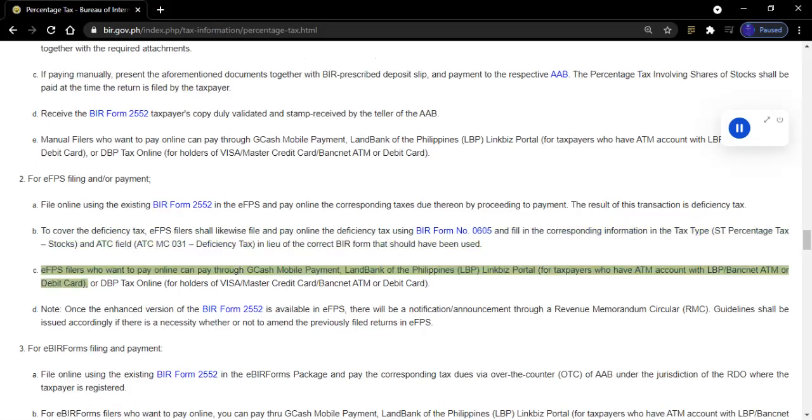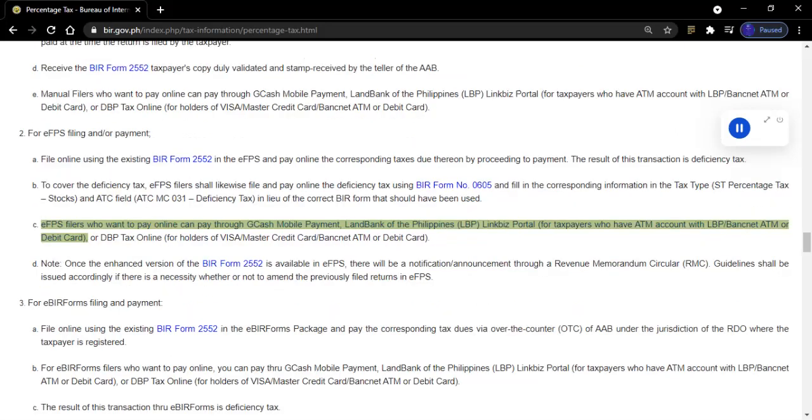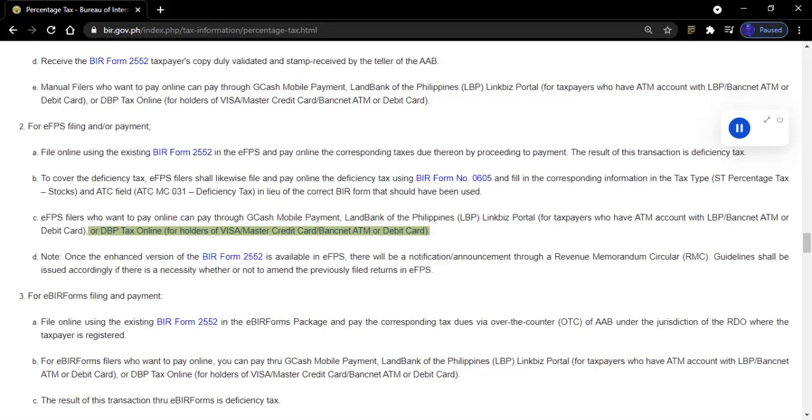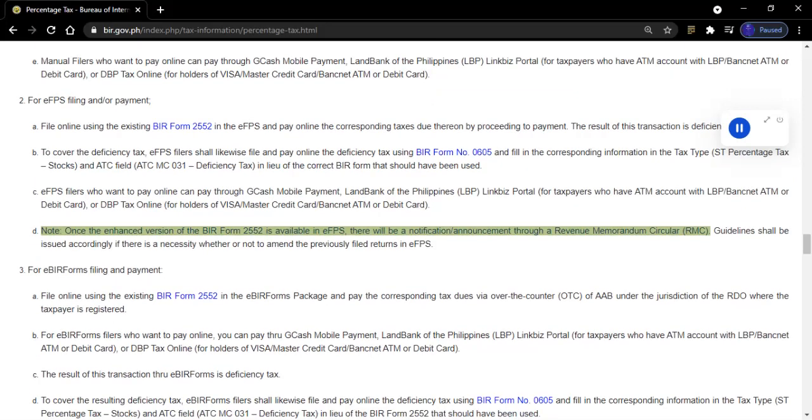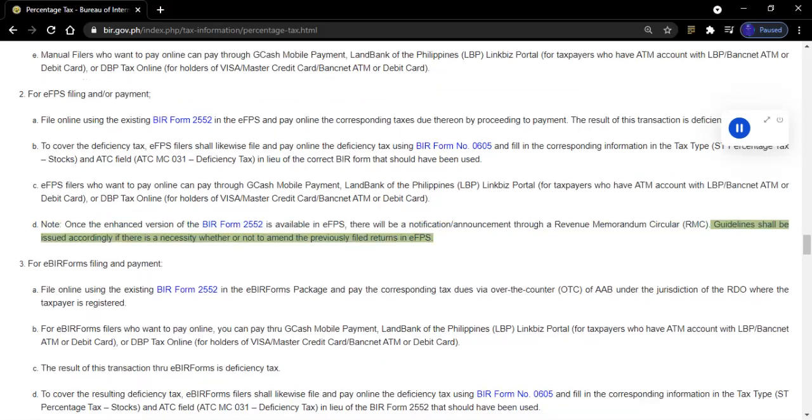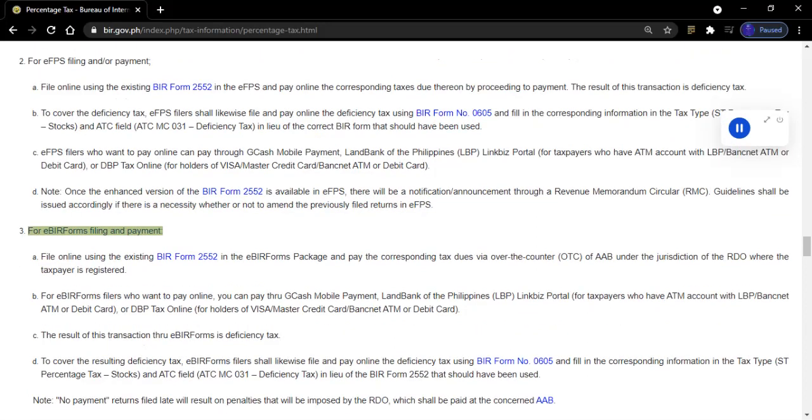EFPS filers who want to pay online can pay through GCash Mobile Payment, Land Bank of the Philippines (LBP) LinkBiz Portal, for taxpayers who have an ATM account with LBP, Bancnet ATM or debit card, or DBP Tax Online, for holders of Visa, Master credit card, Bancnet ATM or debit card. Note: once the enhanced version of the BIR Form 2552 is available in EFPS, there will be a notification announcement through a Revenue Memorandum Circular, RMC. Guidelines shall be issued accordingly if there is a necessity whether or not to amend the previously filed returns in EFPS.